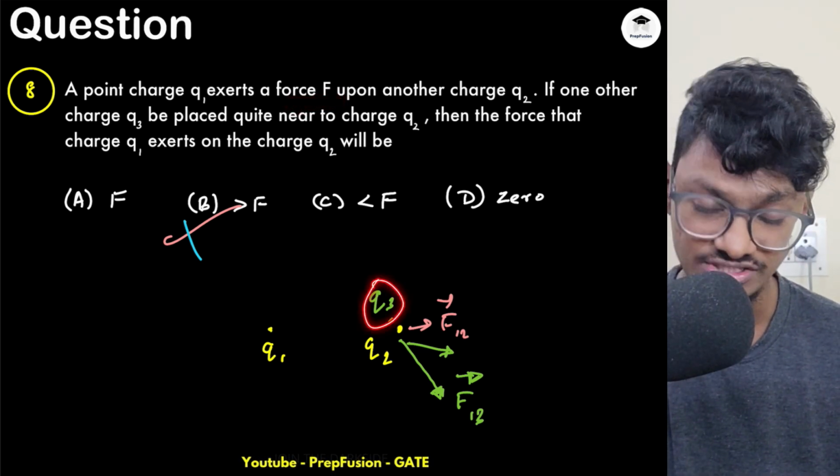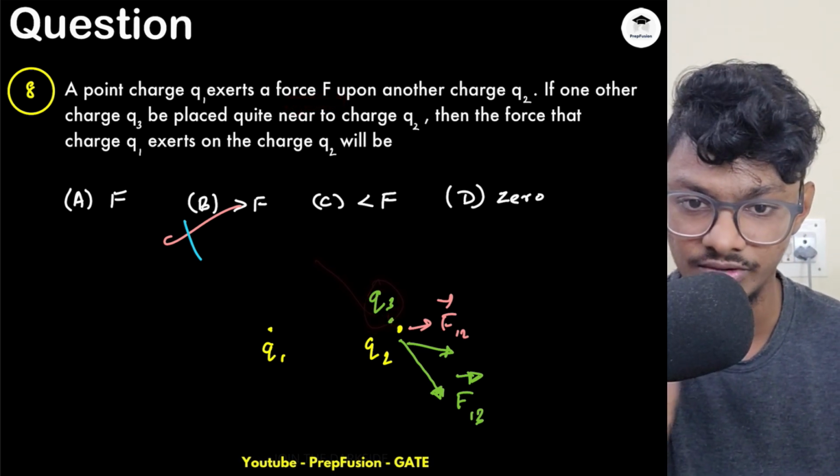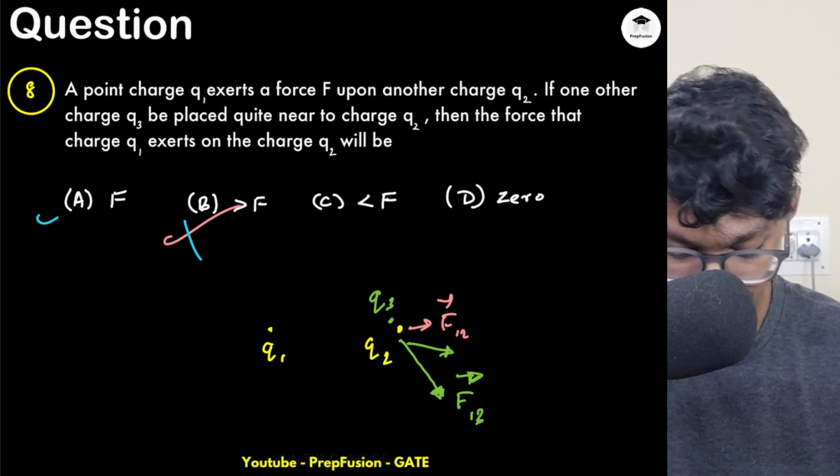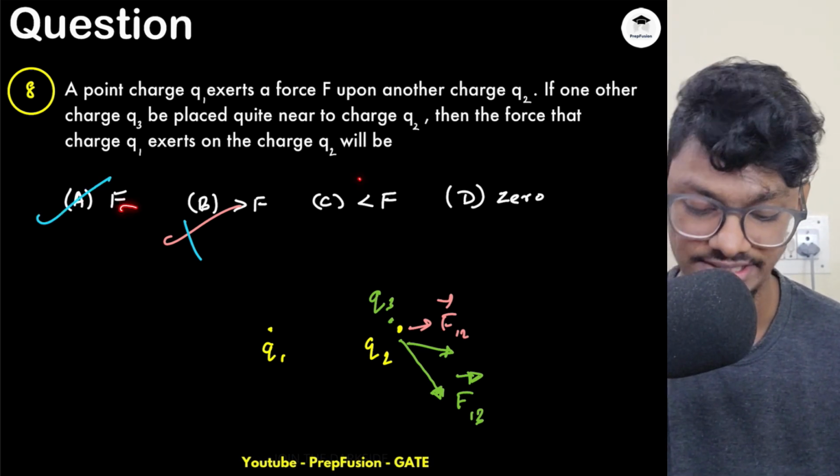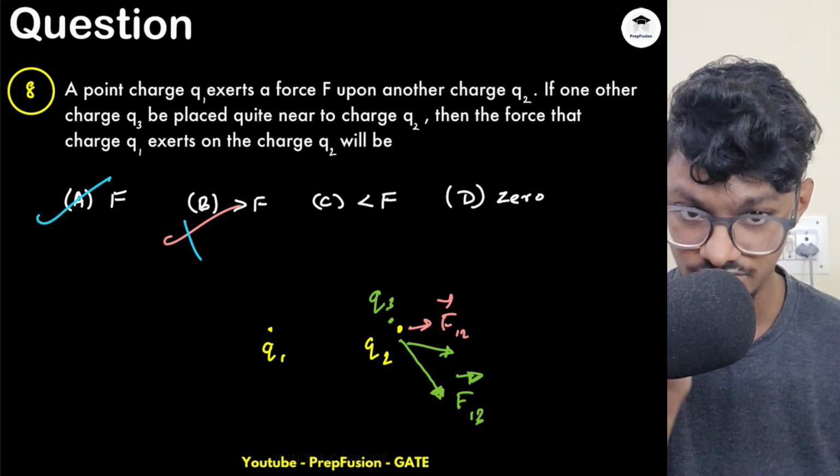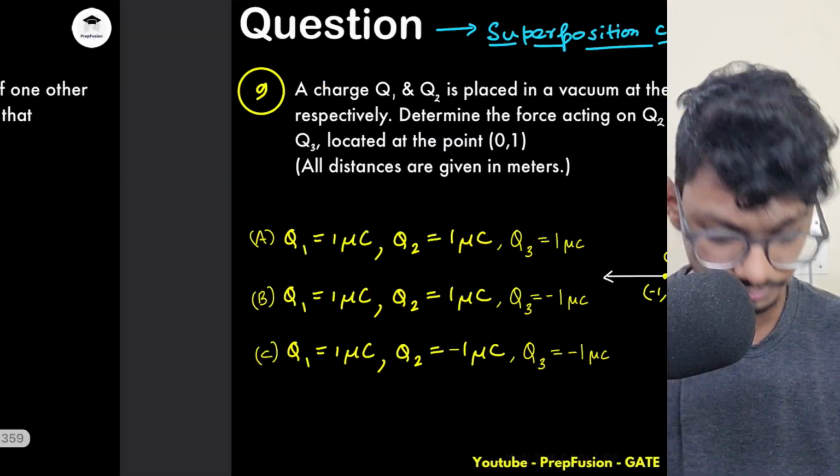It will be the same as f, just like the previous case. It doesn't matter if q3 is placed very near or very far. So option A will be correct. It will be the same as f as in the previous case, it will not change. This is what the superposition concept tells us.